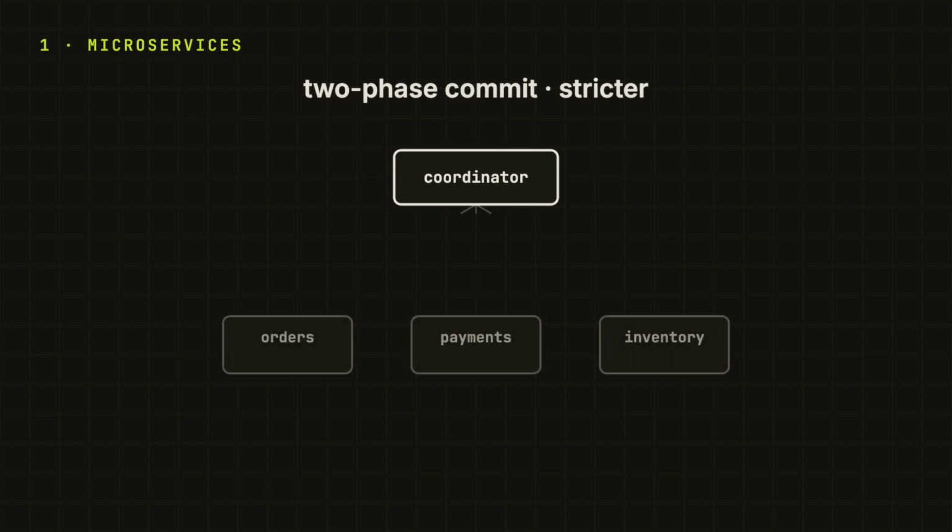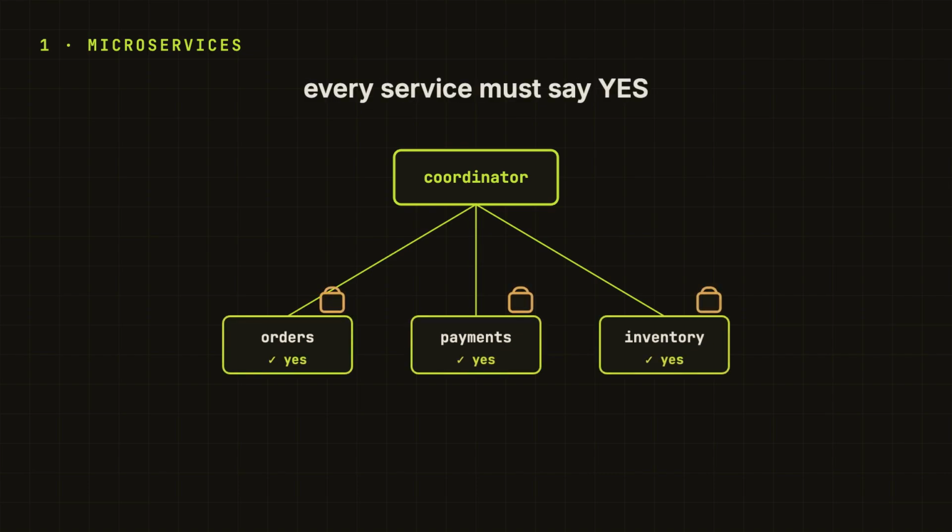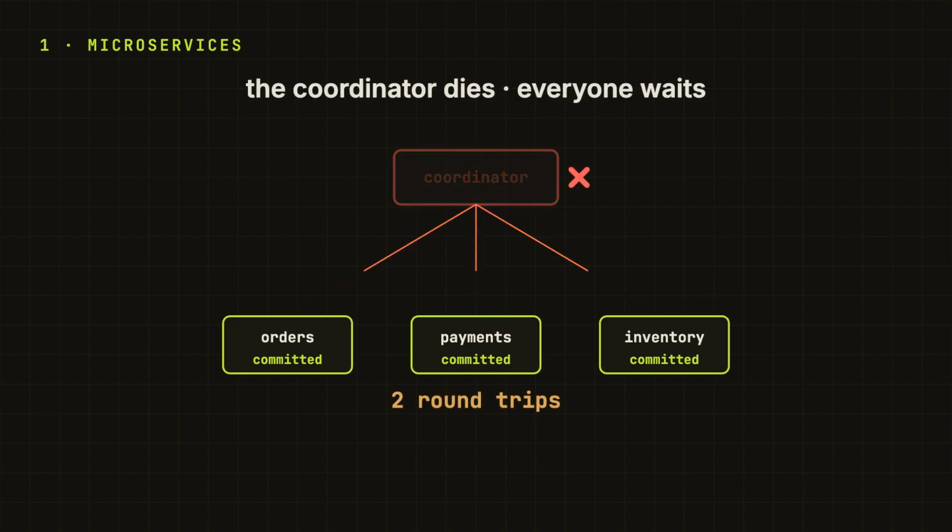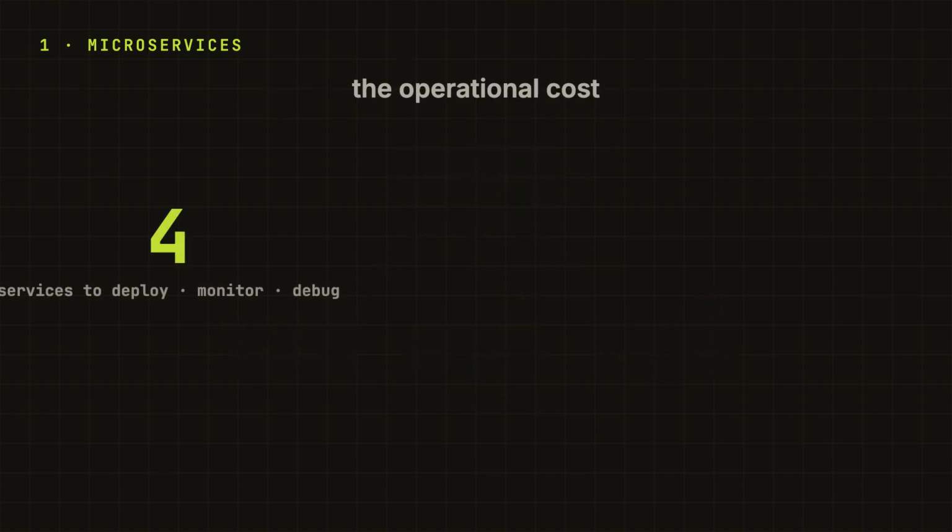Two-phase commit is a stricter one. A coordinator first asks every single service, are you ready? And only if all of them say yes, does it tell them commit. It is more correct, but it is slow. And if the coordinator dies, everyone is left waiting. And you now have hundreds of things to deploy, monitor, and debug.